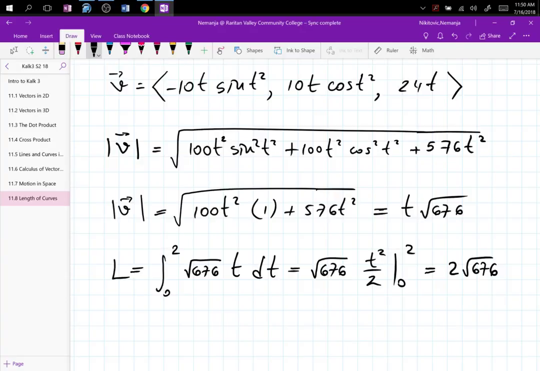Question on the first part of it. When you square cosine t squared, wouldn't it be t to the 4th? No. It's a sine. t squared is the argument of the sine.